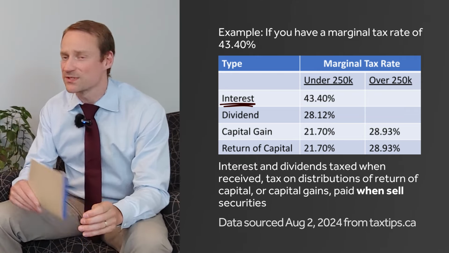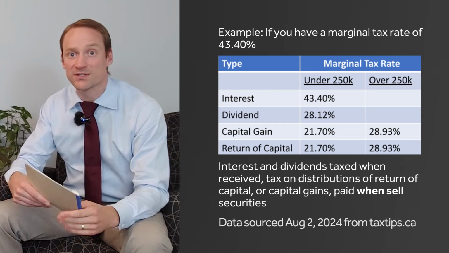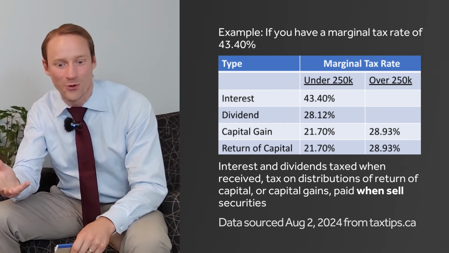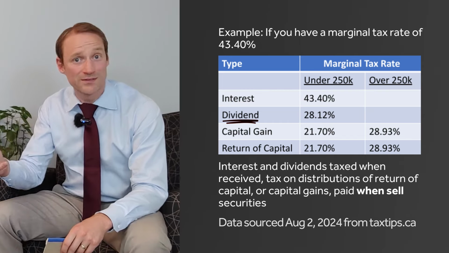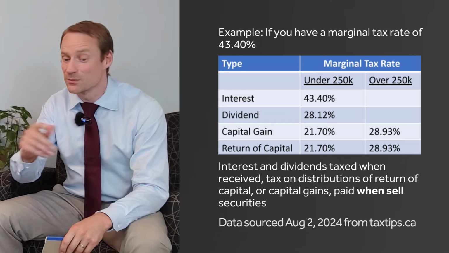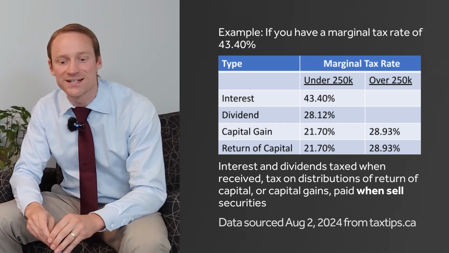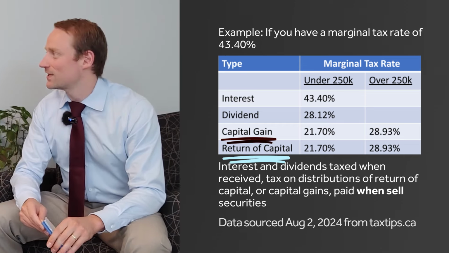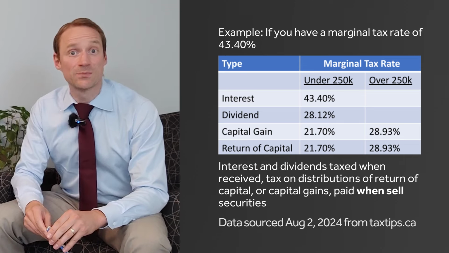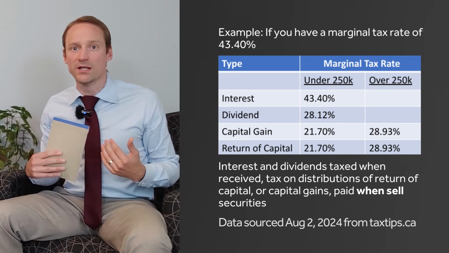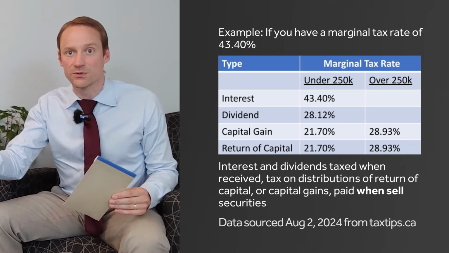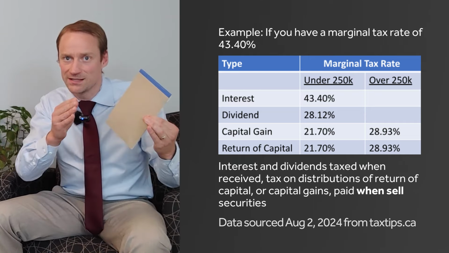Your interest income, say you have a GIC or bond that pays you interest, that's fully taxable, the full 43.4%. That's what you're paying on it. You have a dividend, you do get a break. There's a dividend tax credit, so you can see that number is 28.12%. Then you get your capital gains and return of capital. They're taxed similarly. You don't pay the tax right away. You pay only when you sell. So if you don't sell, there's zero tax in that year.